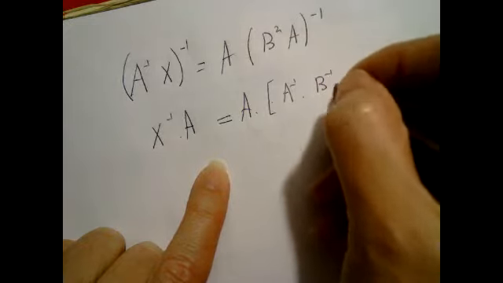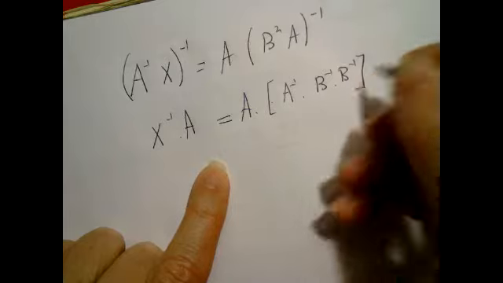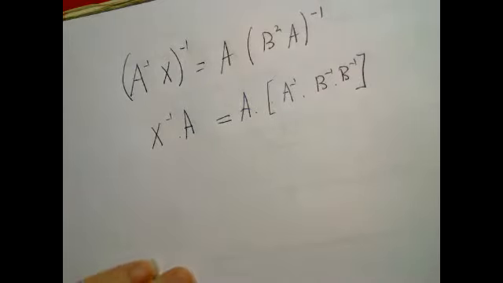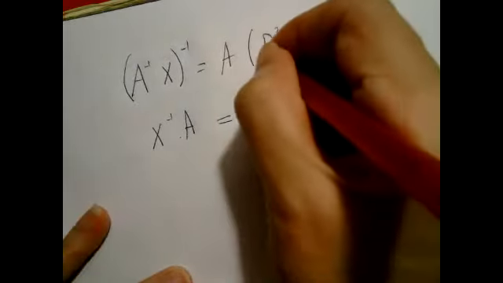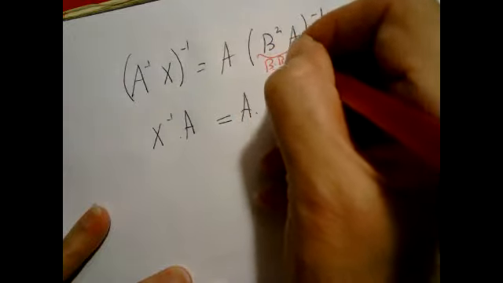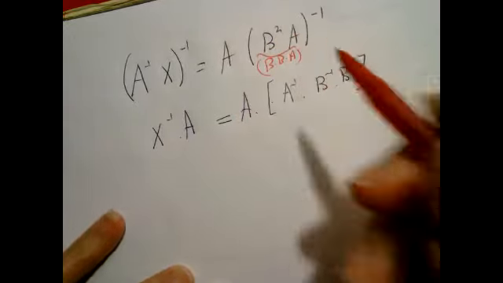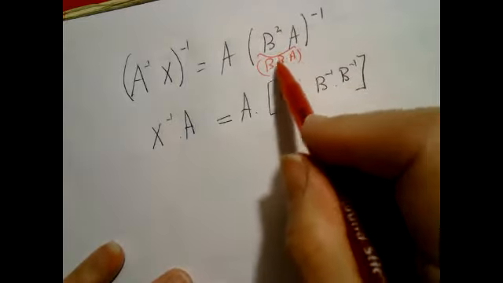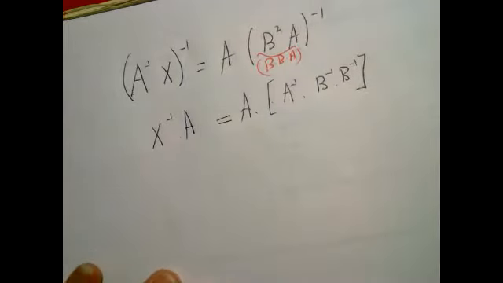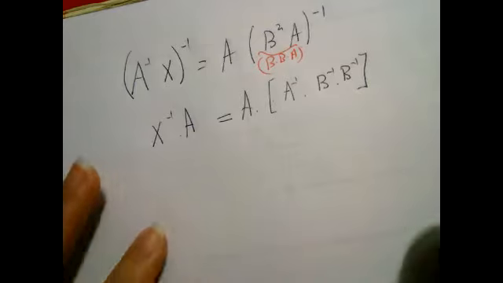Absolutely correct. Because B squared A is B times B times A. So when you take its inverse, we go backward. It's A inverse, B inverse, B inverse. Absolutely correct. Keep going, please.